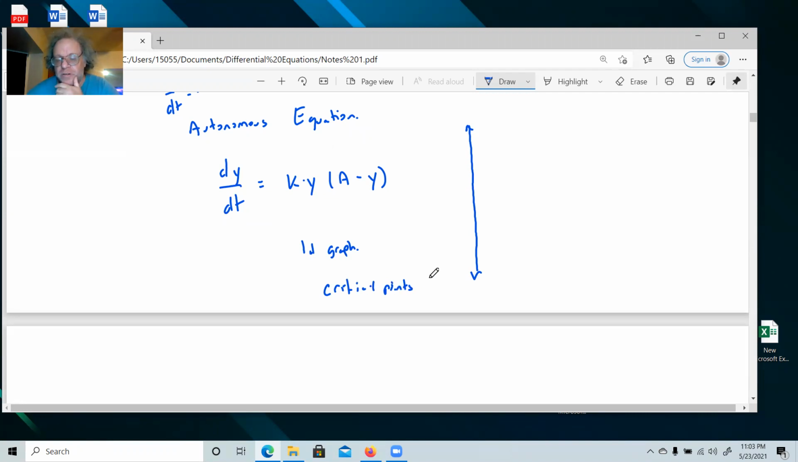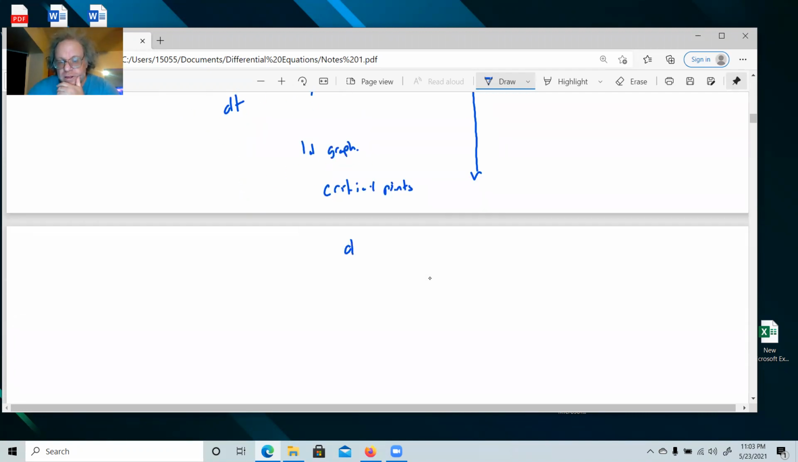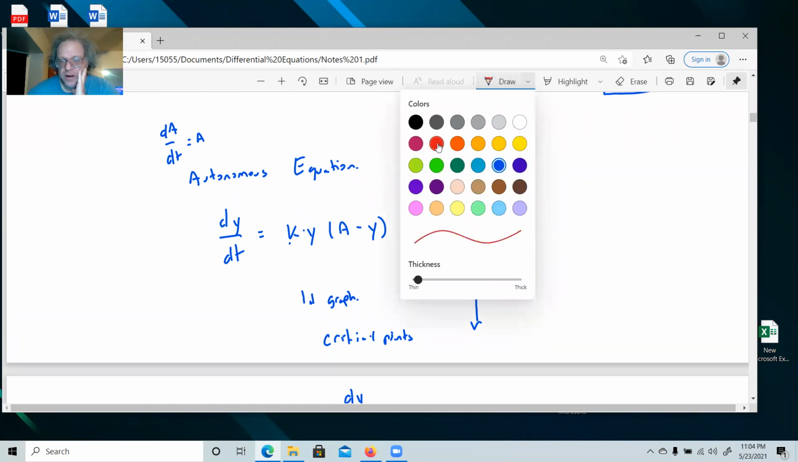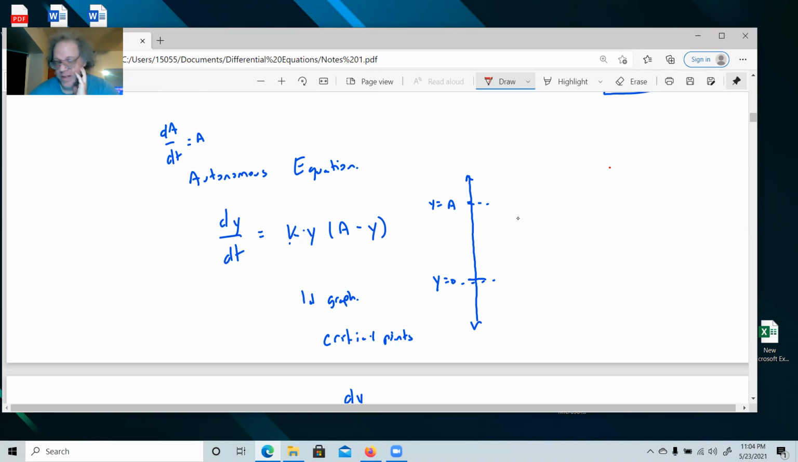right? You remember from Calc 1, critical points are where dy by dt equals 0. So what would y have to be for dy by dt to be 0? That would be at y equals 0, and it would also be at y equals a. These are the spots where dy by dt would be 0. I'm going to use a different color here because I want to sketch in the actual graph. So a phase diagram is just a one-dimensional graph, kind of like a number line. That's all we're really doing here.